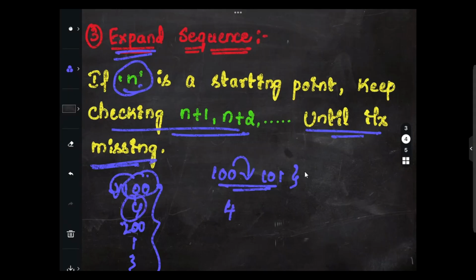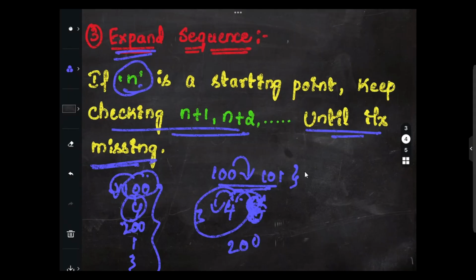Same thing we will do for 4 here in this case. For 4, the previous element 3 is present, right? So we'll not check for the next number at all. We will ignore this one as well, right? Sorry, we'll not check for 5 here. The previous number 3 is already present, so we'll ignore it.